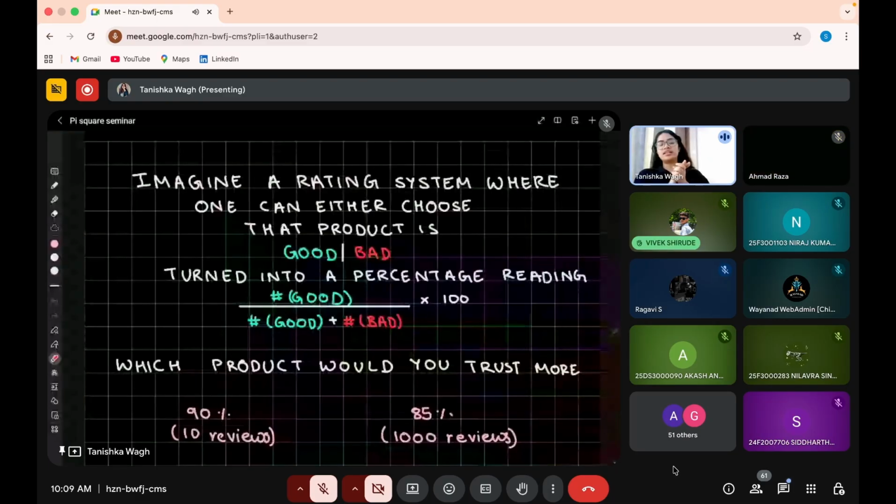So let's do a little bit of a poll here, perhaps. Imagine there's a rating system where you get to choose either that a product is good or bad. Let's think about it like a YouTube video, for example. Say it's just thumbs up or thumbs down, right? So we'll turn this into a bit of a percentage reading, which again is a sort of mean reading, right? And we have two products, or let's say videos.